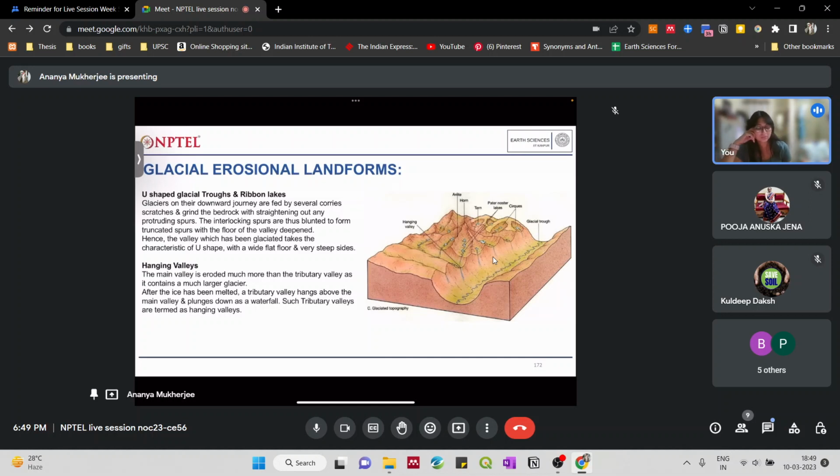Suppose you consider there is a cirque here, there is a cirque here, and this is one glacier that is coming down. So this cirque is also going to feed this glacier. This cirque is also going to feed the glacier. And because of this there is a lot of erosion happening, and slowly these areas are going to get joined together, and you are going to get a trough.